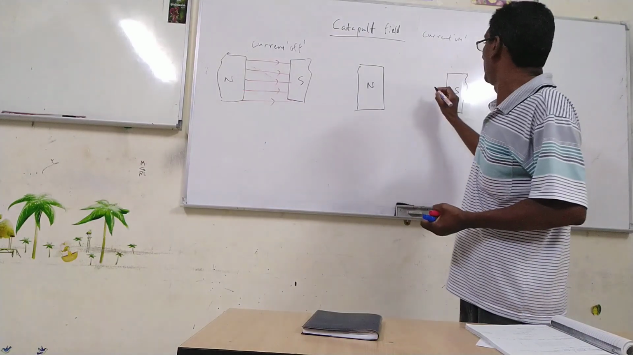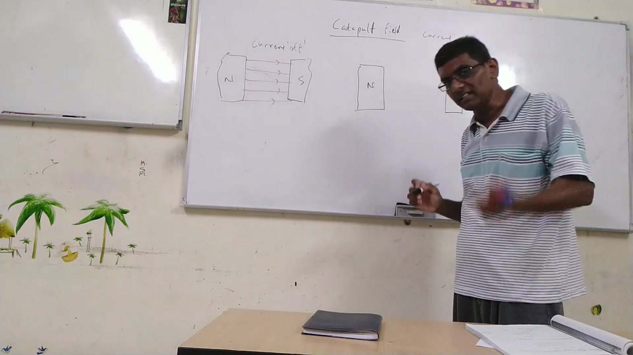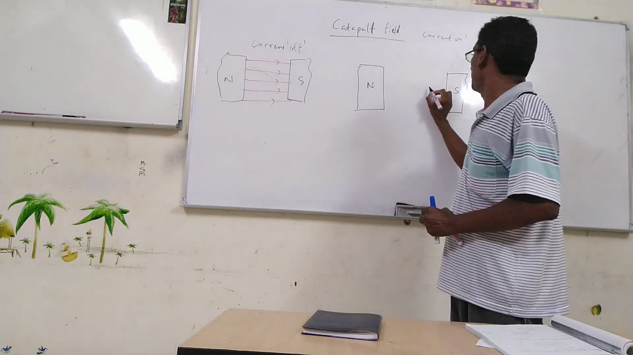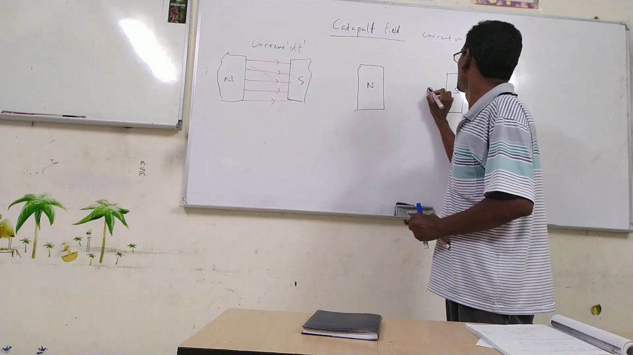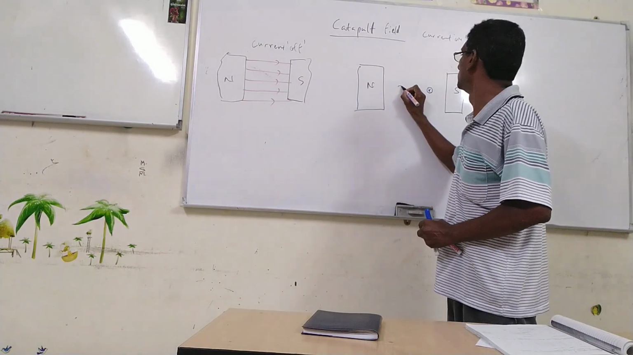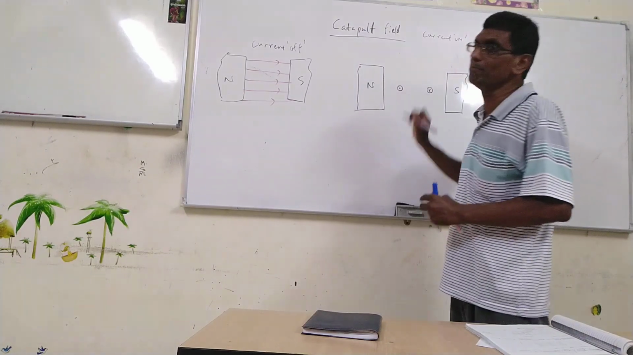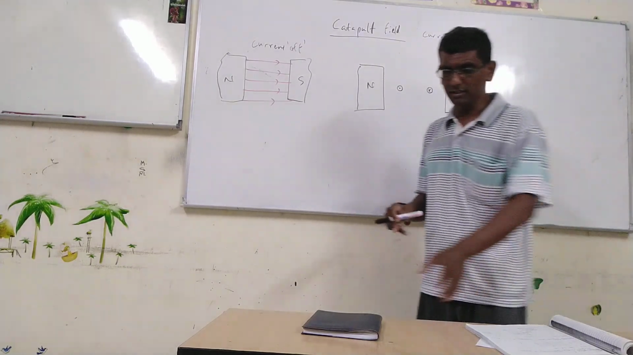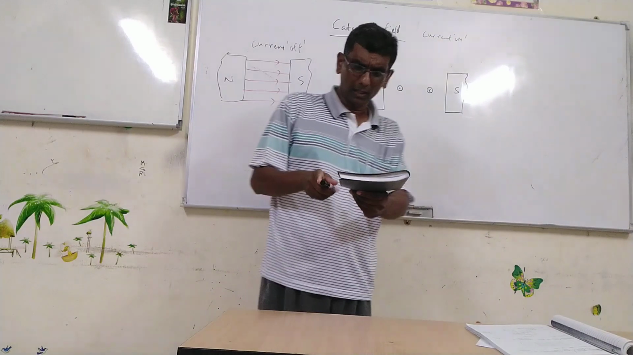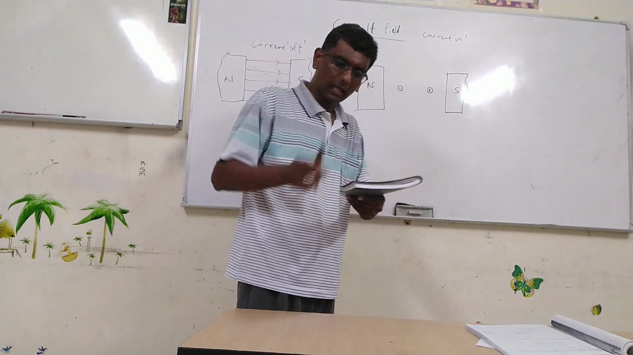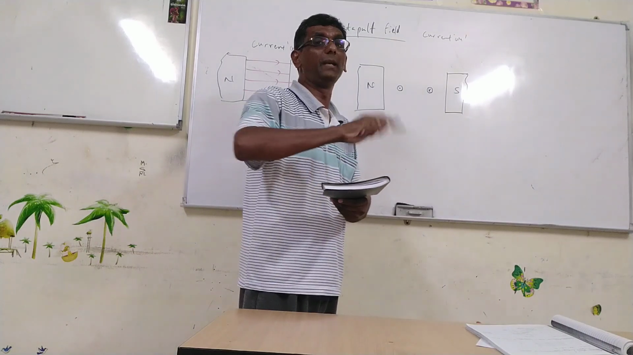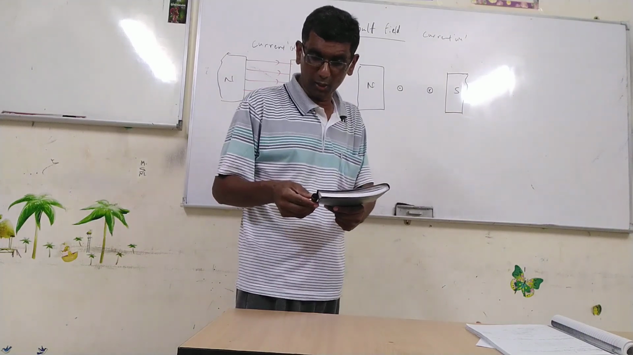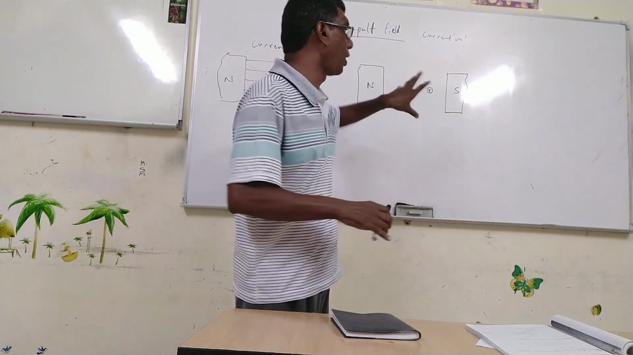We have to learn 3 steps in doing the catapult field. First step: this one, X and dot. This is symbolic drawing. X means what? X means current going in. Just now we learned current going in and current coming out. So this is current going in and current coming out.